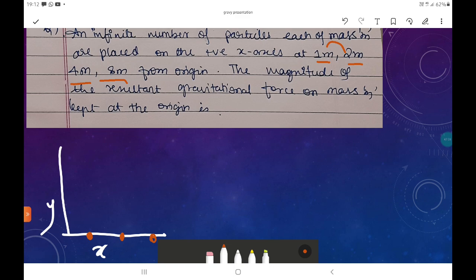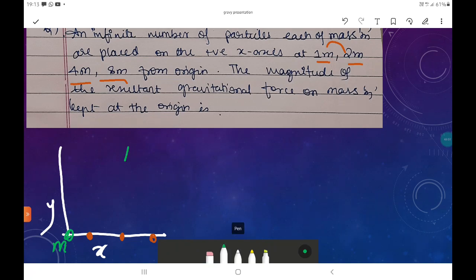Now they are asking you to find the resultant force on a small mass m kept at the origin. So first of all, resultant force. All the forces are in the same line, so there is no need of adding vectorially, you can just add up, because all are having the same angle. Suppose this is your particle on the origin, and all the forces are attracting in the same direction only. So you can just add up.